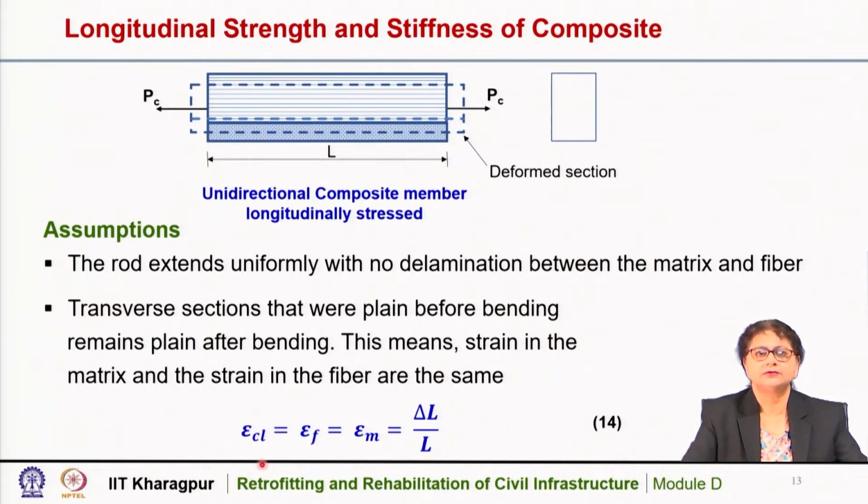So, epsilon CL, the strain in the composite, is equal to the strain in the fiber, and the same strain is applied on the matrix part. So, epsilon F is equal to epsilon M is equal to epsilon CL, and this is equal to delta L by L. The deformation is delta L and the strain is delta L by L, where L is the original length of the composite.